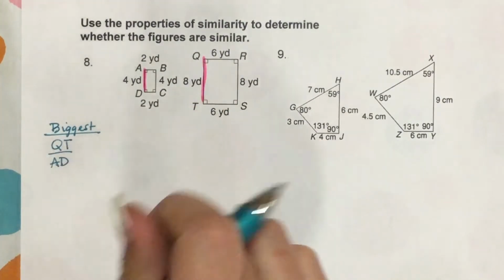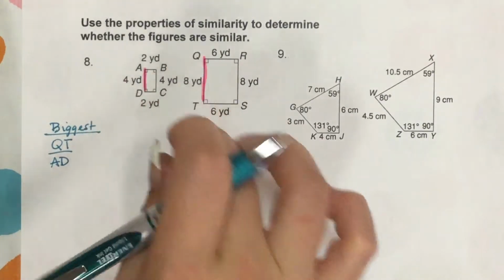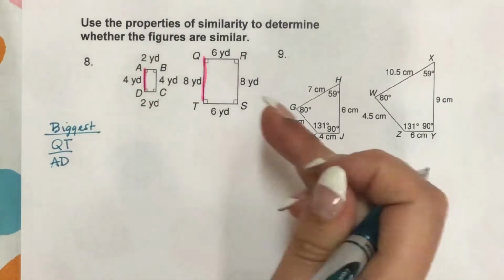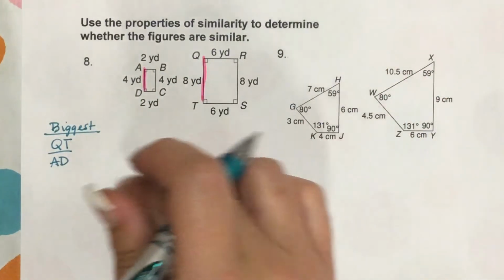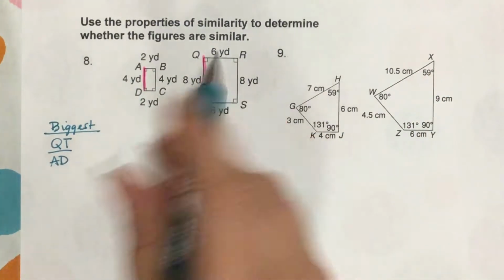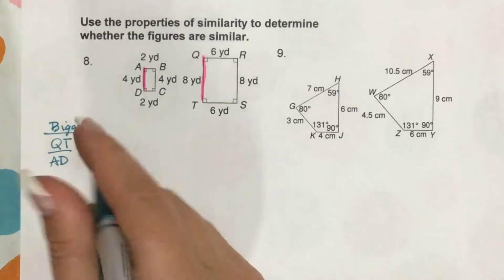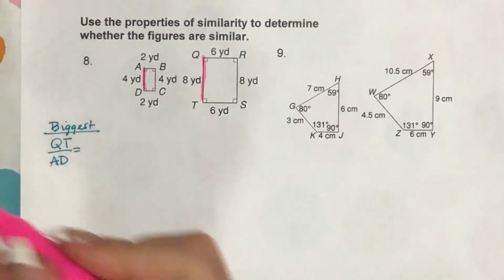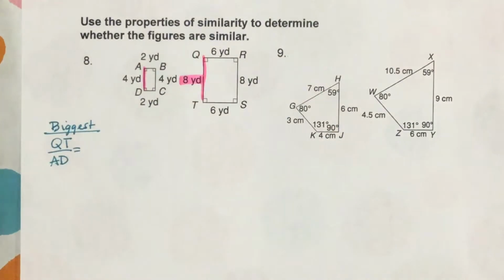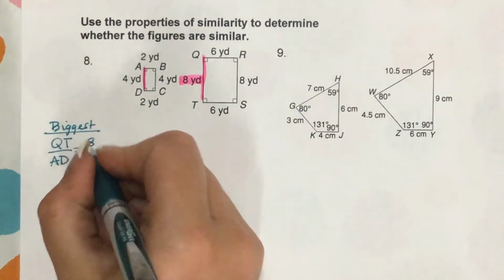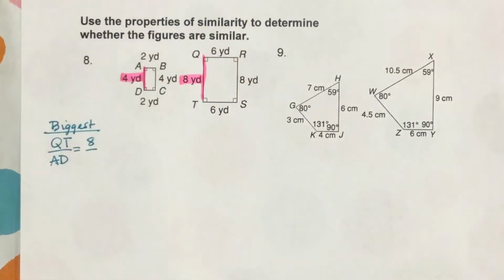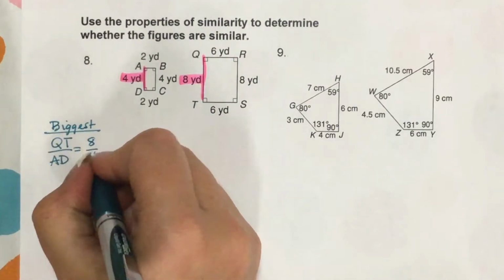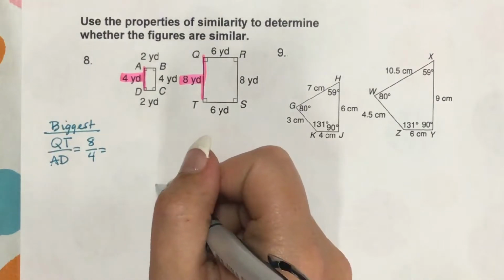Now the cool thing about a rectangle is that these sides correspond, but it's really the same thing as those two, but we'll talk about that in a little bit. So QT, let's go ahead and fill in the numbers. QT equals 8, and AD equals 4. So we're going to go ahead and simplify this.